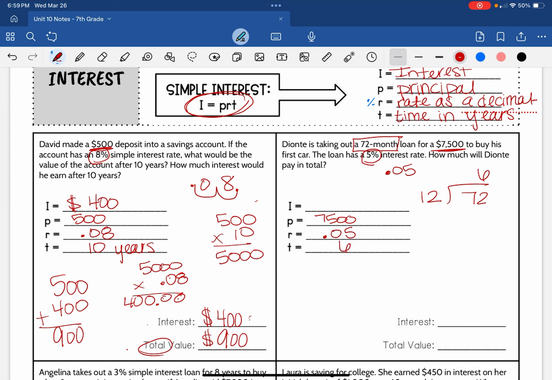Let's solve for our interest. So I'm going to start with 75 and 6 just because there's no decimal. 0, 0, 30, 45. Okay. Then I'm going to take that 45,000 and multiply it by 0.05.